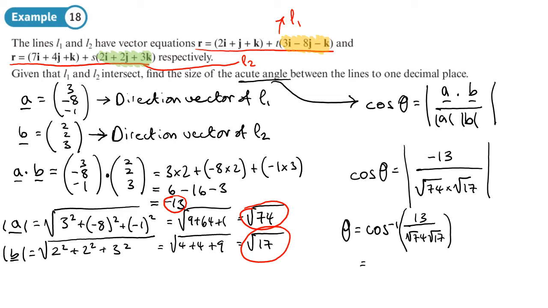Okay, and that gives me 68.4985. We want the answer to one decimal place, so that'd be 68.5 degrees.